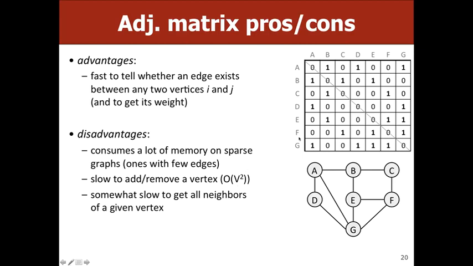The other big disadvantage of adjacency matrices is that you have to store all of this information, right? So if you have thousands of nodes, but only about one edge for every node on average, you're going to end up with a lot of zeros in your graph. So that's a lot of extra wasted space.